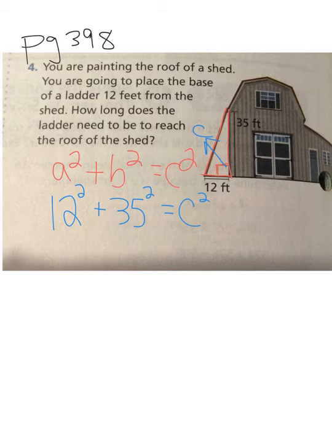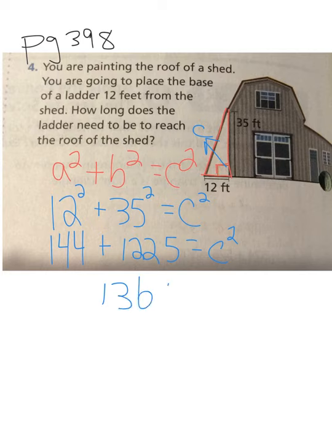When we do our math, 12 times 12 I know is 144. I have to grab a calculator for the 35. It's going to be a large number. 35 squared means 35 times 35, which is 1225. And that equals c squared. We're going to add those together, and when I add them together, I get 1369. And remember, that's what c squared equals, because that's our formula.